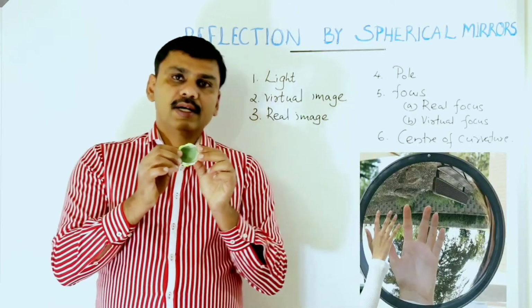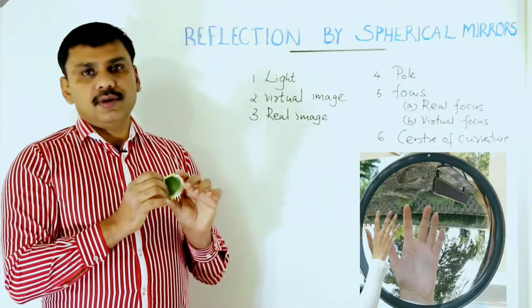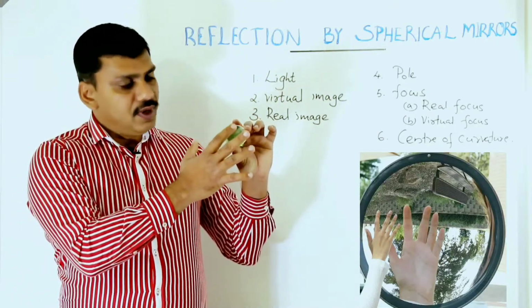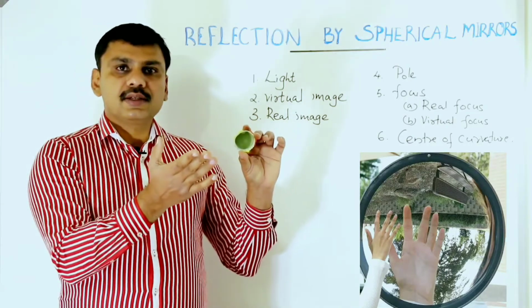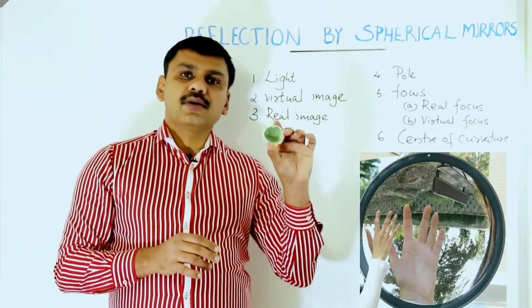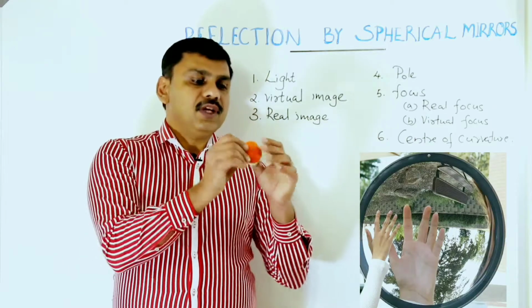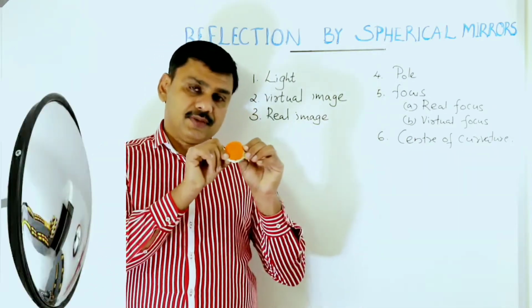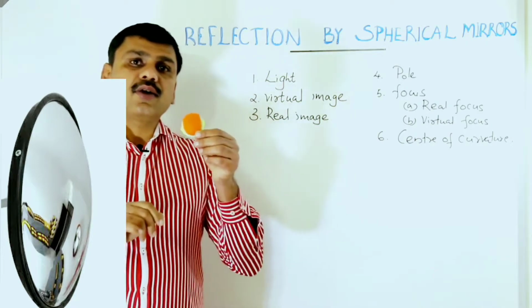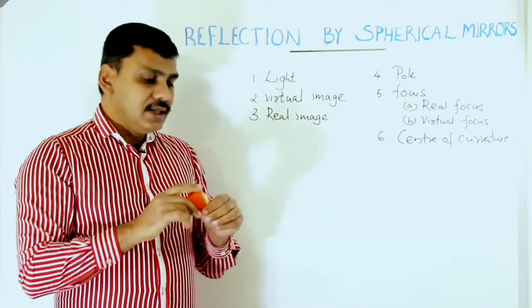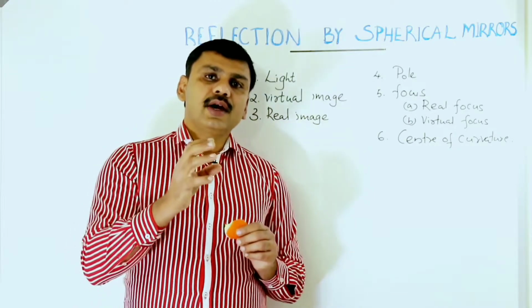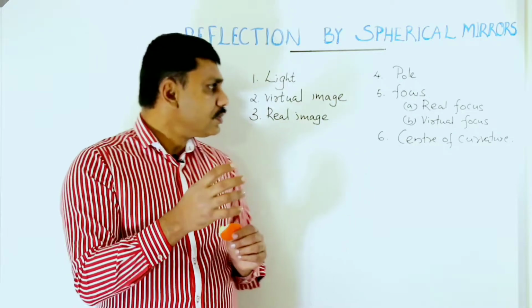That type of mirror is known as a concave mirror. So this is a concave surface. If the reflection takes place from the outward surface, it is known as a convex mirror. These are the two basic spherical mirrors, concave and convex mirror.